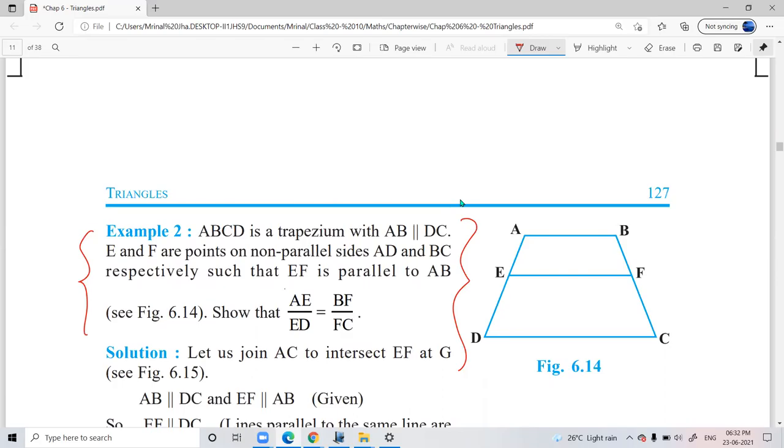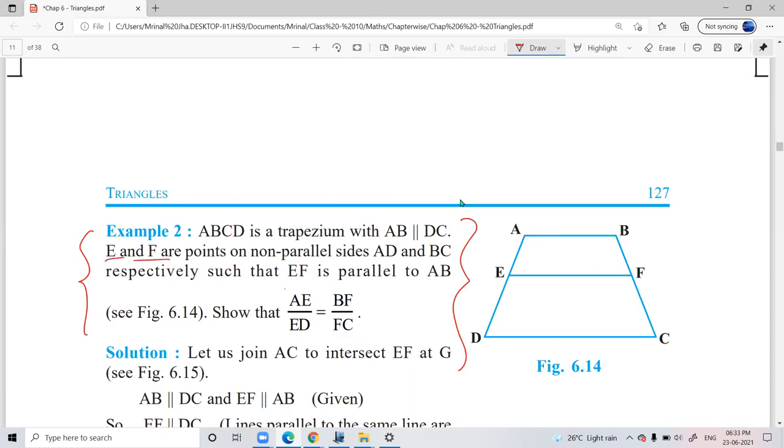So ABCD is a trapezium. Trapezium means what? One pair of sides has to be parallel at least. So AB is parallel to DC. That's what they have given you. So that's why they're calling it a trapezium. But what we are interested in is one side being parallel to another. We'll see how that helps us.